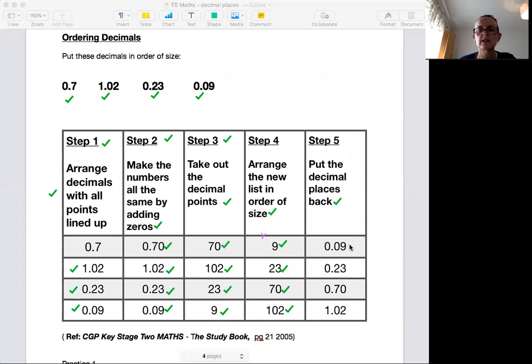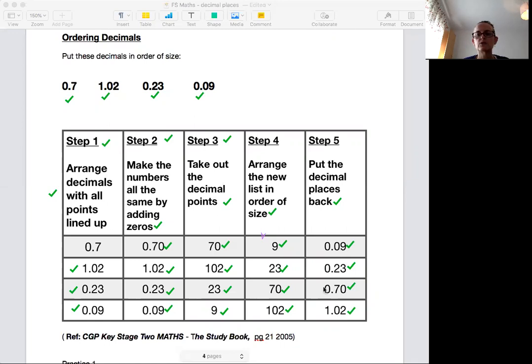Step 5, put the decimal places back. So we've got 0.09, 0.23, 0.70, and 1.02. There you then have your list of decimals going from smallest, 0.09, to largest, which is 1.02.